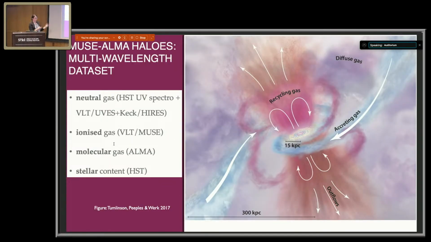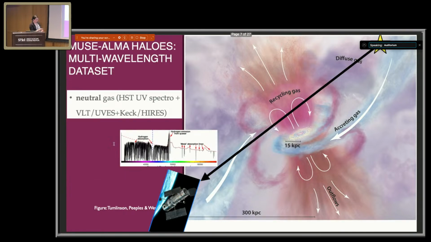The data that we want to put into this plot comes from the MUSE-ALMA Halo survey. This is a survey that aims to study the galactic baryon cycle. Since we know that the gas in the galaxies and around them is multi-phase, we also need multi-wavelength observations to capture the different phases in the gas. So let me walk you through that real quick.